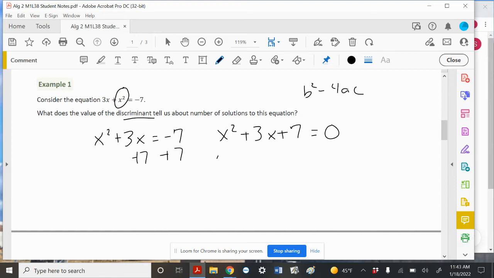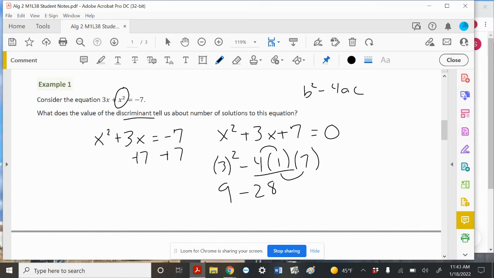So we have b squared, so we have 3 squared. Notice I put it in parentheses. Minus 4 times 1 times 7. And so 3 squared, of course, is 9. 9 minus 4 times 1 is 4. And then 4 times 7 is 28. So remember, I only multiply these two together, and then when I get a result there, I multiply those two together.